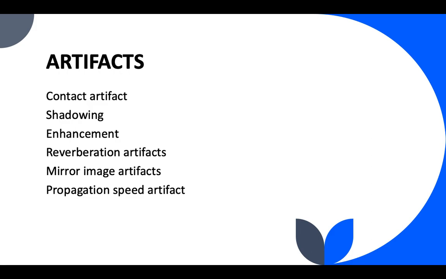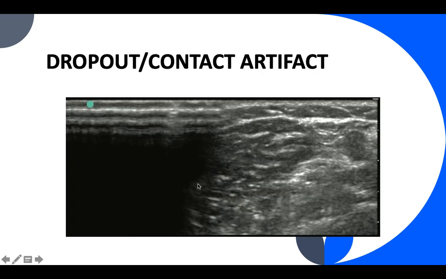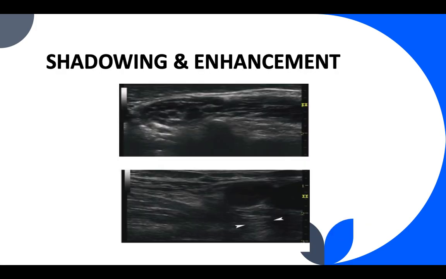Artifacts: there are certain artifacts which come in between when you are doing the ultrasound scanning. If your probe is not in contact with the skin properly, and if you have not applied the gel, there will be dropout or contact artifacts. You cannot see anything if there is air in between the probe and your body surface. So you have to use proper jelly, and you have to properly contact the probe while doing scanning.